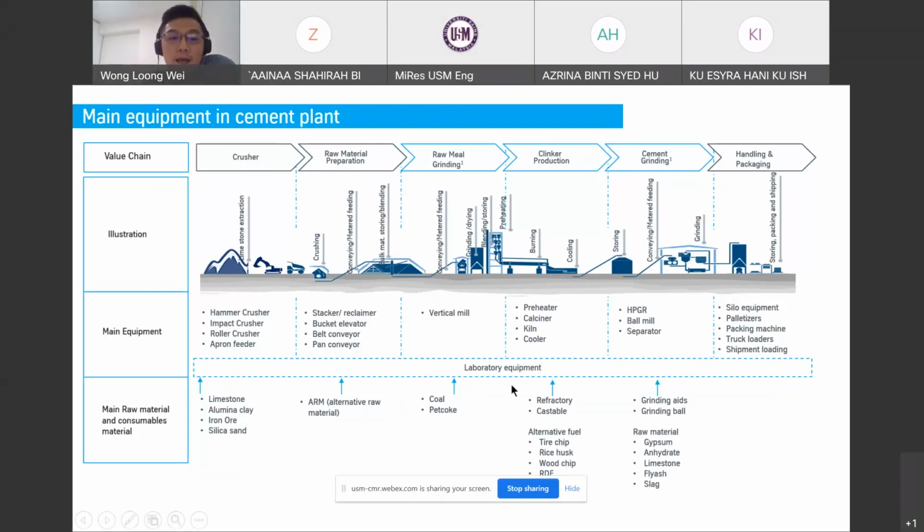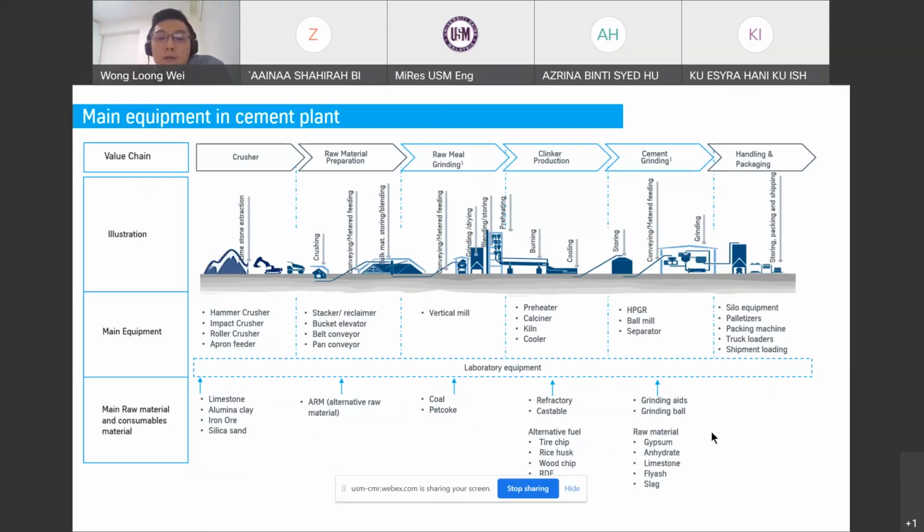In the process of burning, we use a lot of coal or petcoke. This coal and petcoke is the traditional fuel we use to produce the heat for the burning process. Nowadays, besides this traditional fuel, we also use a lot of alternative fuel. So what is meant by alternative fuel? It means that instead of using coal or petcoke, in a cement plant we also use tire chip, rice husk, wood chip, or RDF, which is something like rubbish, to burn in the cement plants.